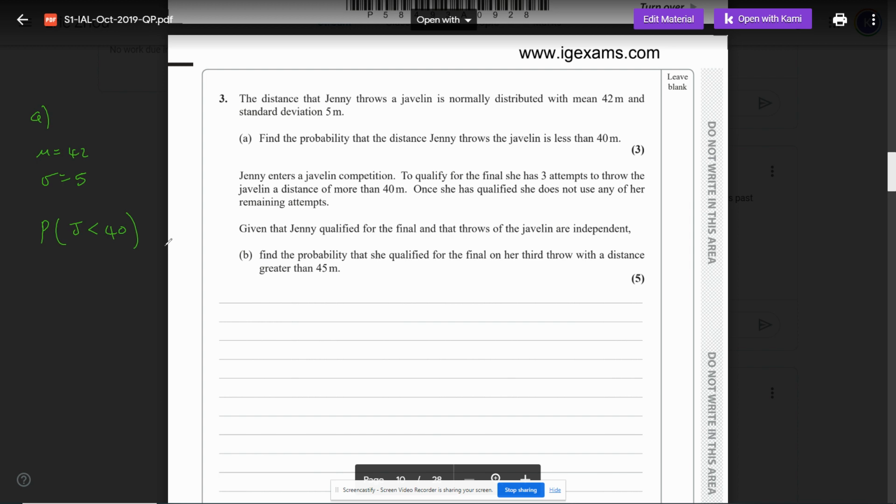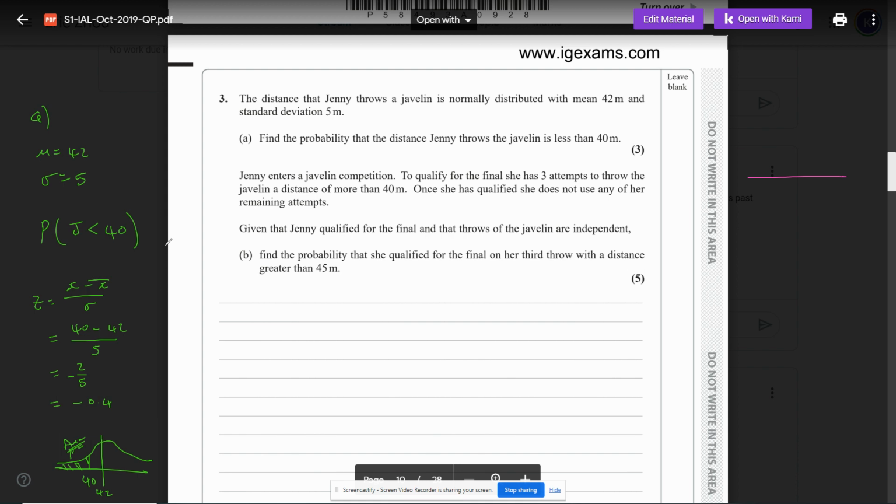For J to be less than 40, we standardize it into a standard normal distribution, which is x minus x bar over sigma. This is the formula which changes 40 and the mean of 42 into the standard normal distribution using the z tables. So when we substitute it in, we get a z value of negative 0.4. And just like that, we have the standardized form.